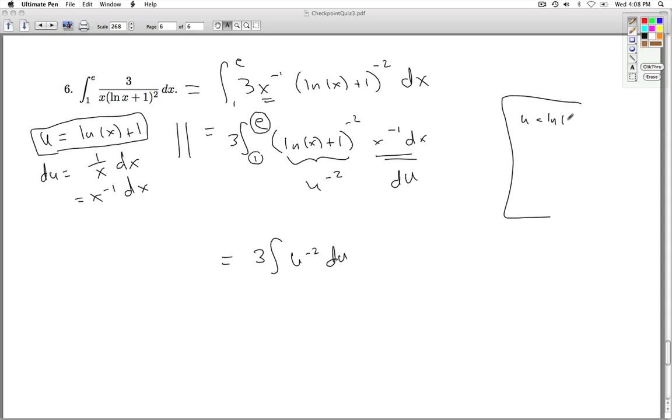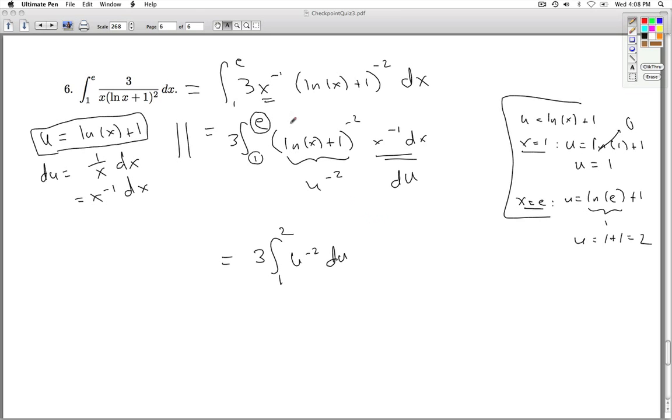U is the natural log of x plus 1. So when x equals 1, u is the natural log of 1 plus 1. But the natural log of 1 is 0, so u equals 1. So the lower limit remains 1. When x equals e, u is the natural log of e plus 1. The natural log of e is 1. That's 1 plus 1, which is 2.